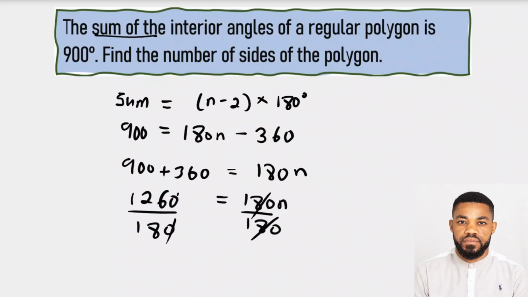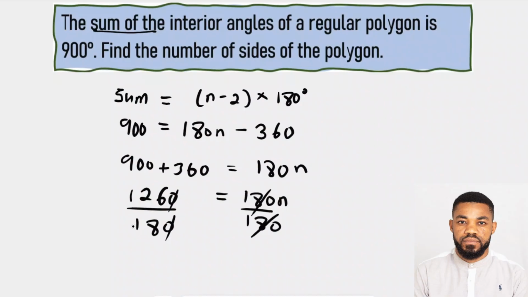Now this 0 can cancel this 0. So we have 126 divided by 18. That will give you 7. So 18 will go into this one 7 times. So that means that n is equal to 7. So this polygon has 7 sides, and that's going to be a heptagon. A heptagon has 7 sides. So that's the name of this polygon. Let's take our next question.